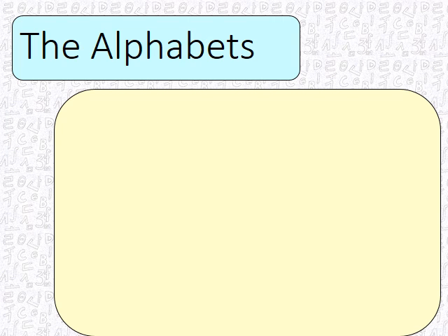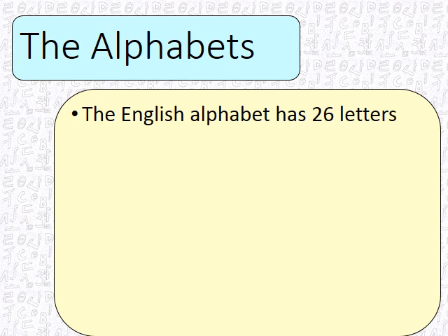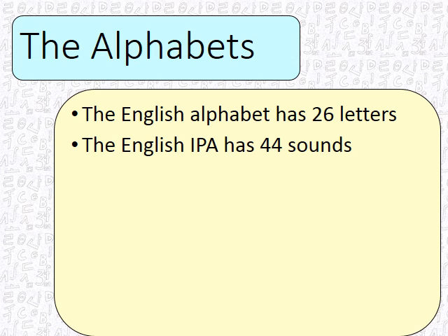First, we need to look at the different alphabets. The English alphabet has 26 letters. The English IPA has 44 standard sounds. 24 of the standard sounds are consonants, and 20 are vowels. We talked about this last week.